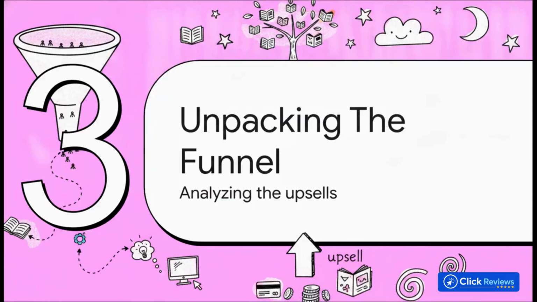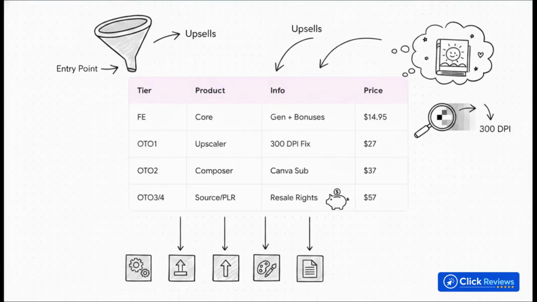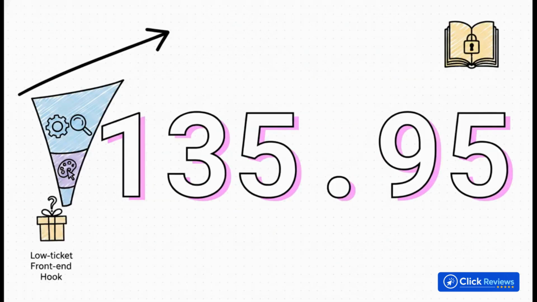Section 3. Unpacking the full funnel. Let's actually break down the fully disclosed 4-tier funnel. You can see the entry point is a pretty low-ticket $14.95 for the core generator. But notice how the upsells are strategically designed to solve those downstream pain points we mentioned. Like OTO 1? That's a $27 upscaler meant to instantly fix your 150 dpi Amazon rejection nightmare. And that brings us to $135.95.